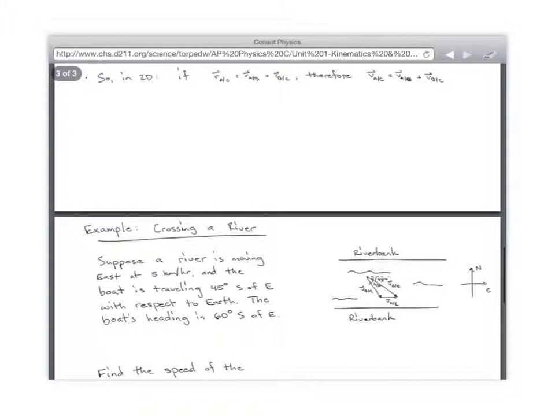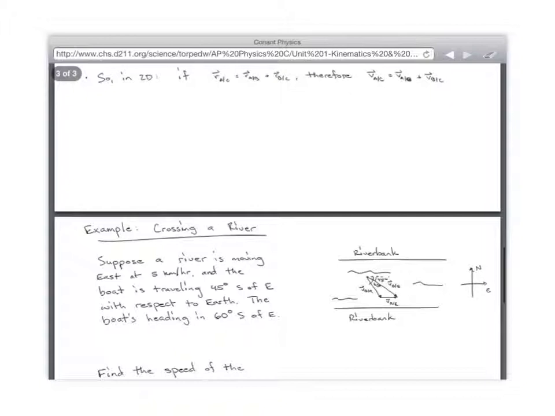So if you're going to add them together, remember the rules for tip to tail for vectors? Here's your start. This is your resultant. So, boat with respect to river plus river with respect to Earth gives boat with respect to Earth. You guys got how to do that? Most of the time on the AP test, this is going to be asked as a multiple choice question, and the problems are going to be at right angles. In fact, most of the homework questions in your packet are right angle problems.